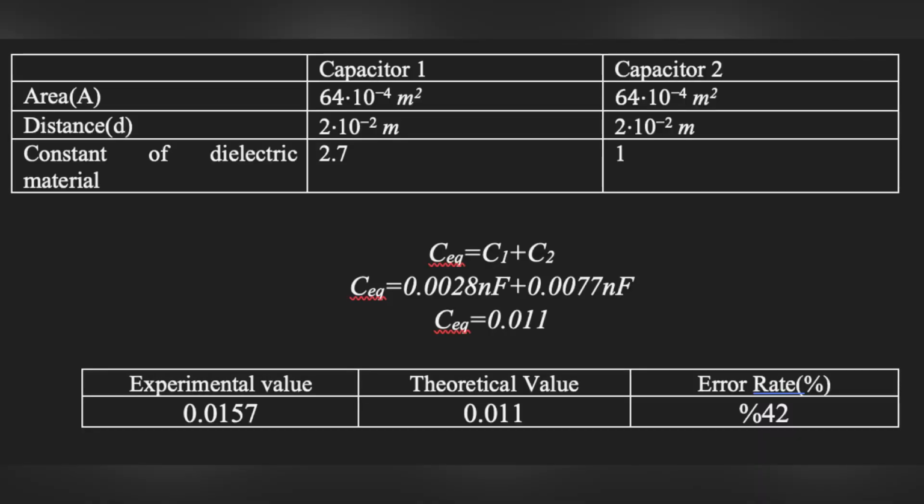Here you can see my values. The area of the capacitors is 64 centimeters square and the distance is 2 centimeters. The dielectric constant for capacitor 1 is 2.7 and for capacitor 2 is 1. You can see the equations above. Our experimental value is 0.0157 and our theoretical value is 0.011. Our error rate is 42%.